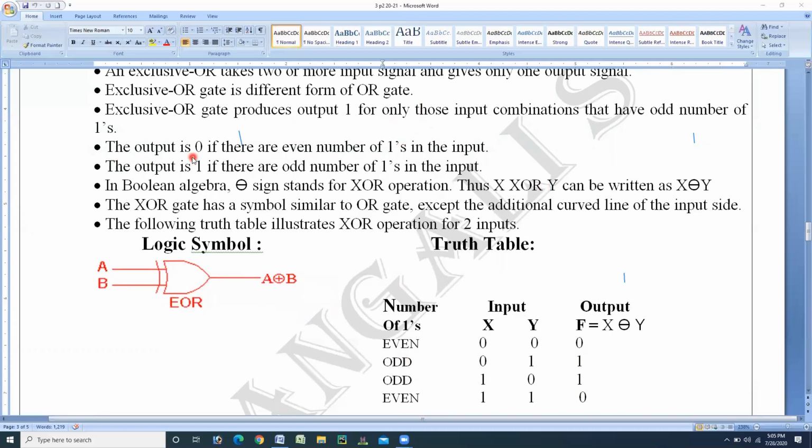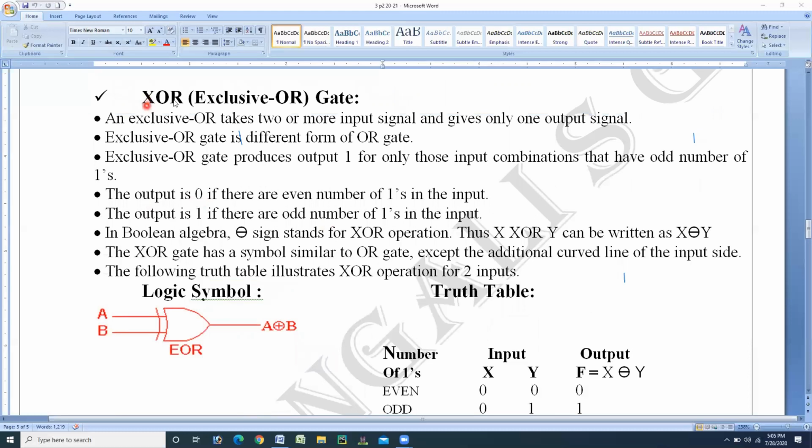The next point, see here. When do you get output as 0? If there is an even number of ones in the input. See here, this case, 1 and 1, total 2. 2 is an even number. That's why the output is 0. And one more case: if all the inputs are 0, then also you'll get output as 0. So this is all about the XOR gate or exclusive OR gate. It is another form of OR gate only.